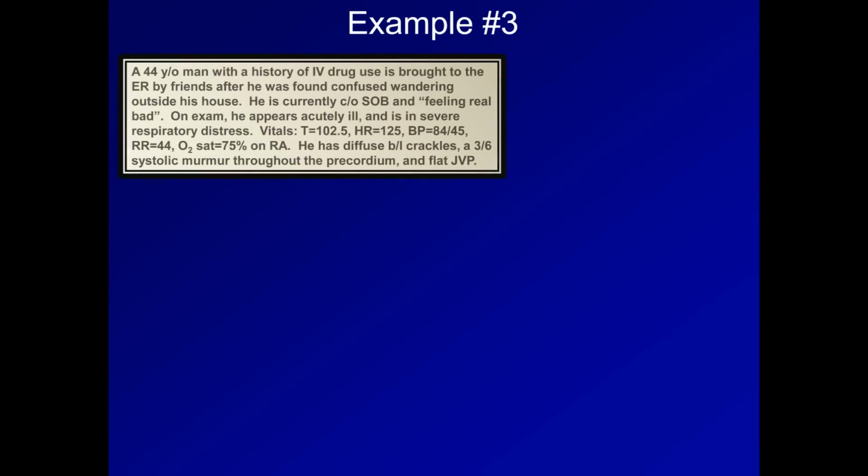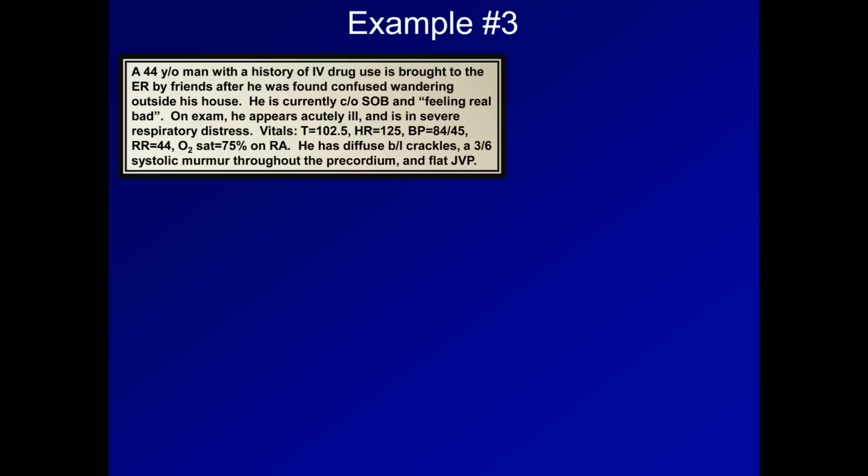And last, here is example 3. A 44-year-old man with a history of intravenous drug use is brought to the ER by friends after he was found confused, wandering outside his house. He is currently complaining of shortness of breath and feeling, quote, real bad. On exam, he appears acutely ill and is in severe respiratory distress.